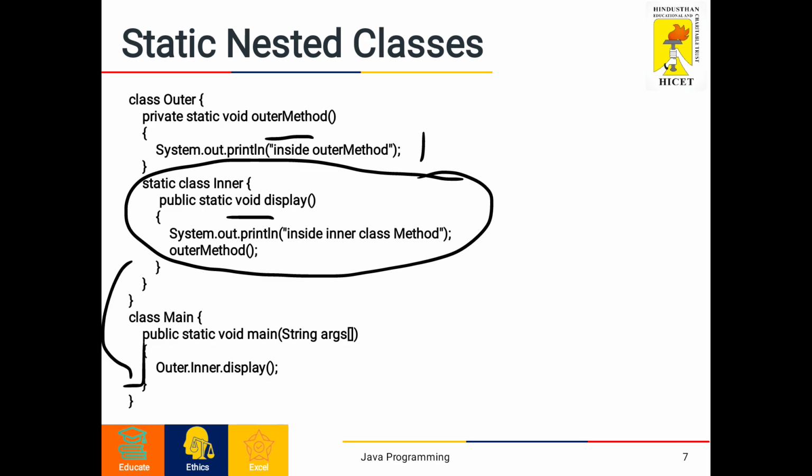In order to invoke the method display, we have used outer dot inner dot display. Inner is a member of outer, which is why we have used a dot operator. Display is a static method, so without creating an object, we can directly call the method. That's why outer dot inner dot display is called. The statements inside will be executed, and we'll get an output like inside inner class method. Inside that we have called the outer method, so in the next line we'll get inside outer method.